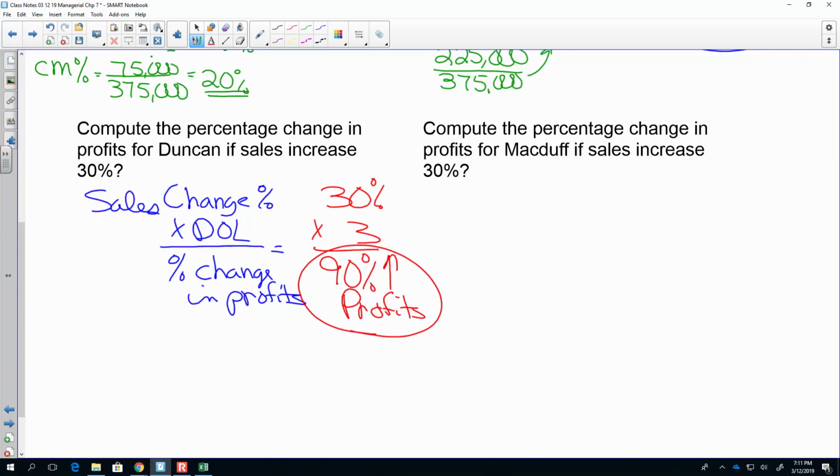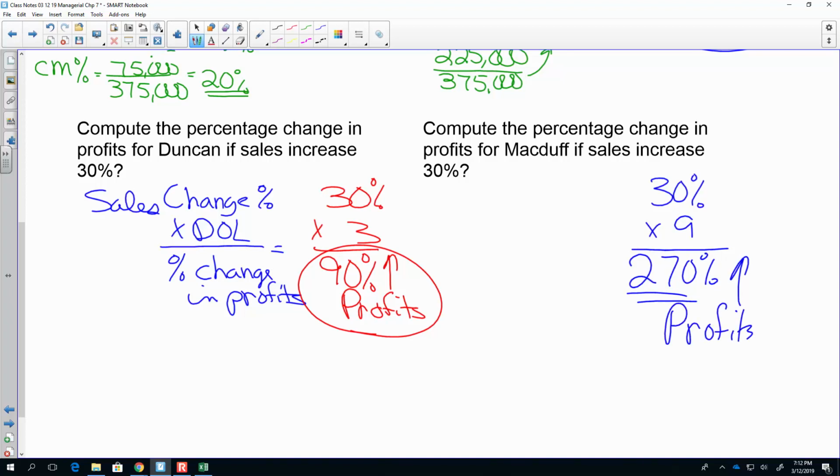How about McDuff? Same number, 30%. What's my DOL? 9, which means what? A 270% increase in profits for McDuff. Now which company would you rather be with? McDuff, right? 30% change in sales, my profits are going to increase 270%.